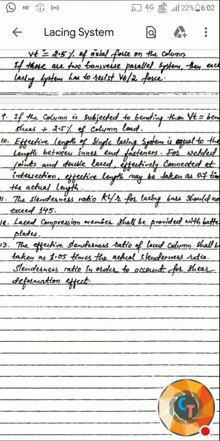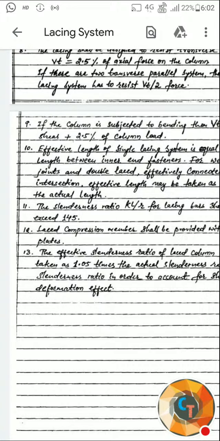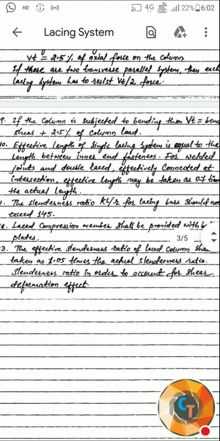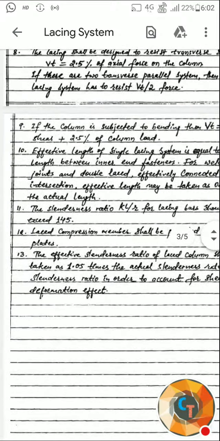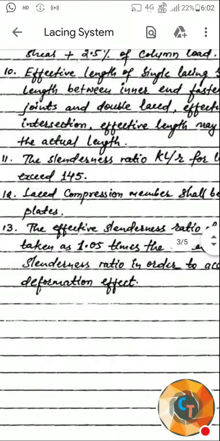The 11th point is the slenderness ratio, KL by r minimum. Not only for the main members, you need to check the slenderness ratio for the lacing bar also. That is KL by r for lacing bars, which should not exceed 145. Here you will get two kinds of members. One is the main member, that is the column section, and along with whatever main member we have taken, you need to check its slenderness also.